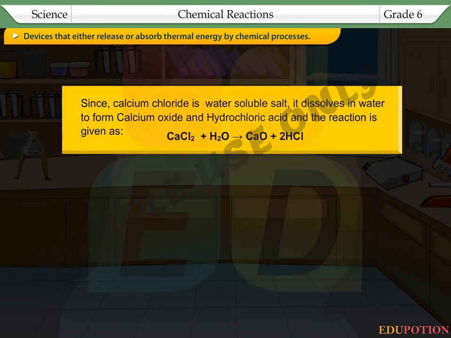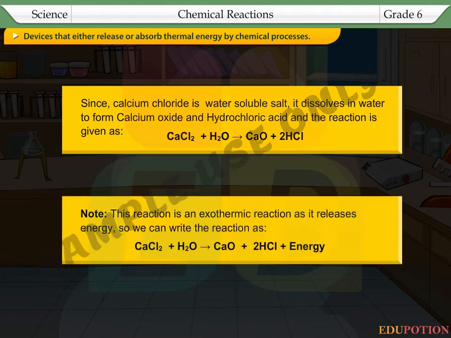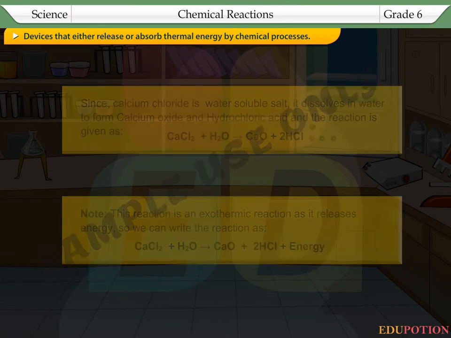Since calcium chloride is a water-soluble salt, it dissolves in water to form calcium oxide and hydrochloric acid, and the reaction is given as CaCl2 plus H2O gives CaO plus 2HCl. Note, this reaction is an exothermic reaction as it releases energy, so we can write the reaction as CaCl2 plus H2O gives CaO plus 2HCl plus energy.